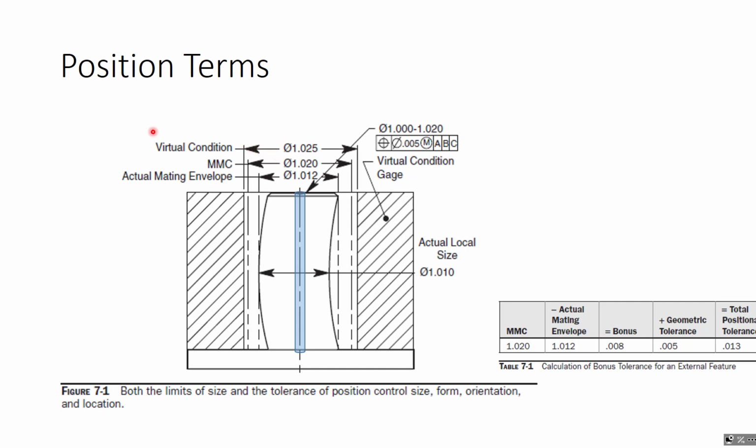So here's the virtual condition. This is the important idea. The virtual condition is the hole with which that peg will always fit through. So the virtual condition is your max material condition of the external feature plus the diameter of the geometric tolerance. So 1.02, the maximum material condition, because it's an external feature, we're going to get larger, plus 0.005. So this peg will always, always, always fit through a hole that is 1.025 in diameter.